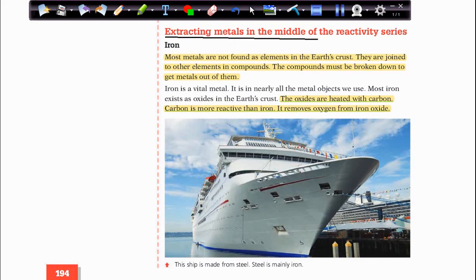Extracting metals in the middle of the reactivity series. Let's talk about iron. Iron we can find in the middle of the reactivity series. Most metals are not found as elements in the Earth's crust, and iron is an example of these elements, because iron can be joined to other elements in compounds. The compound must be broken down to get metals out of it.